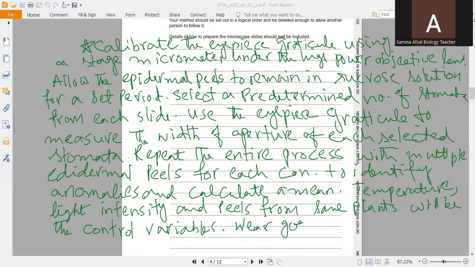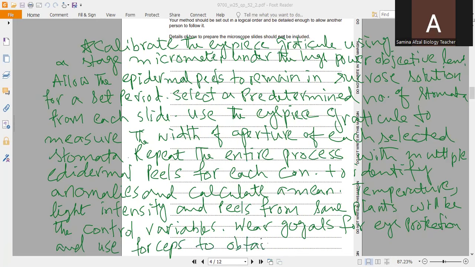Wear goggles for eye protection and use forceps to obtain the peels. So that was the answer for this part of the question.